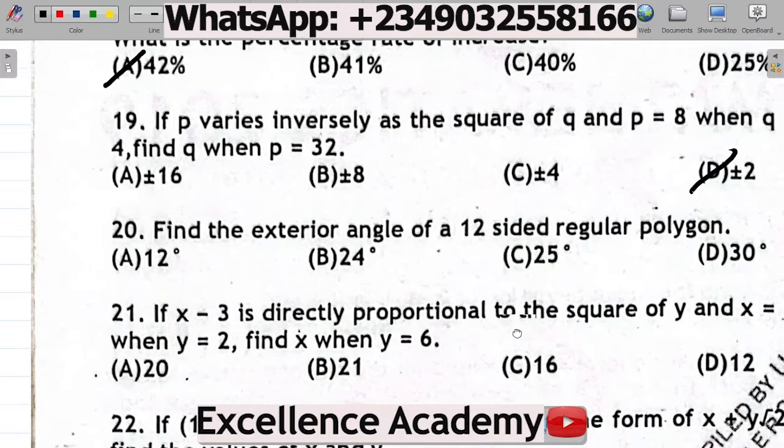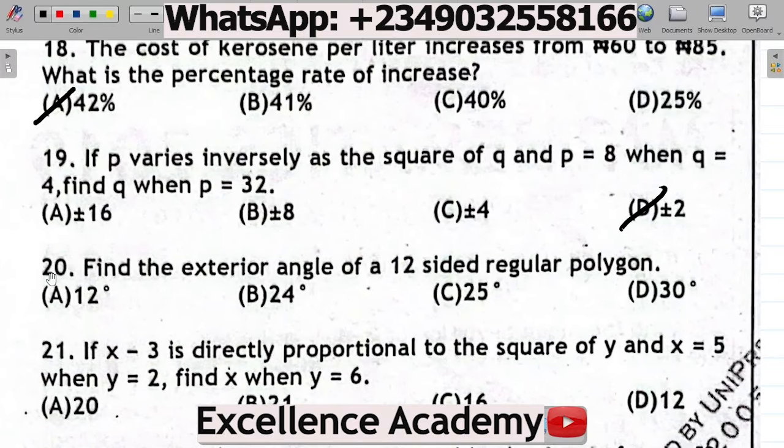All right. So question number this. You have to find the exterior angle of a 12-sided regular polygon. So each of them will be 30 degrees. So D, 30 degrees, is the correct answer.